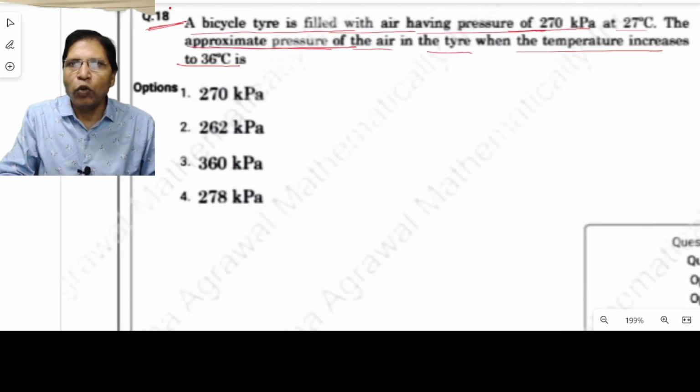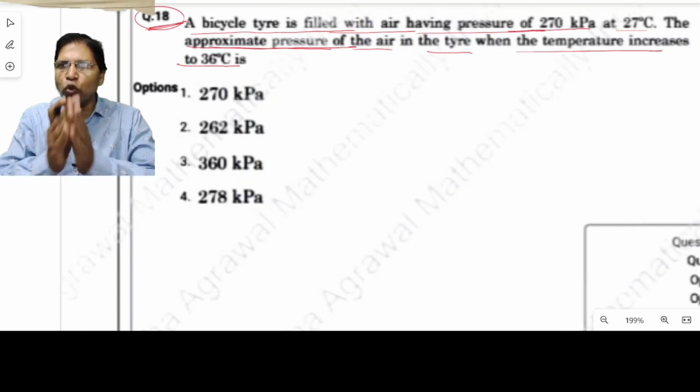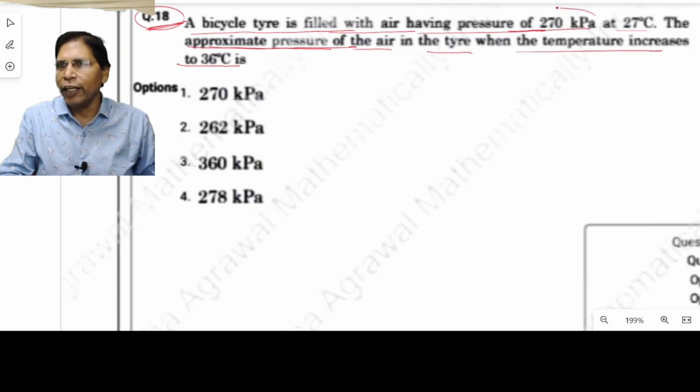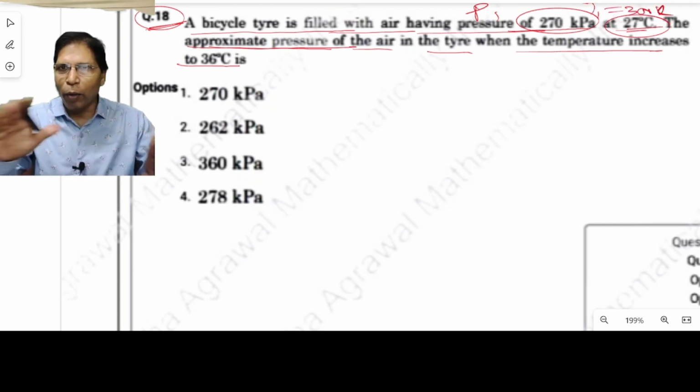Okay. Now question number 28. A bicycle tire is filled with air having pressure 230 kilopascal. This is the pressure P1, at temperature 27 degrees Celsius. So T1 equal to 300 K. No problem.